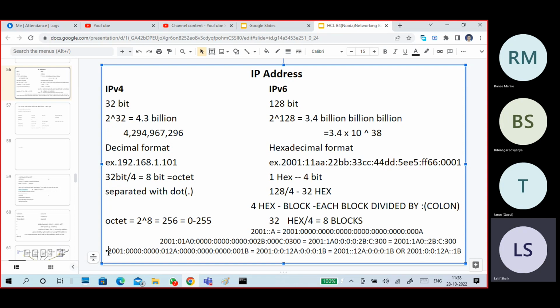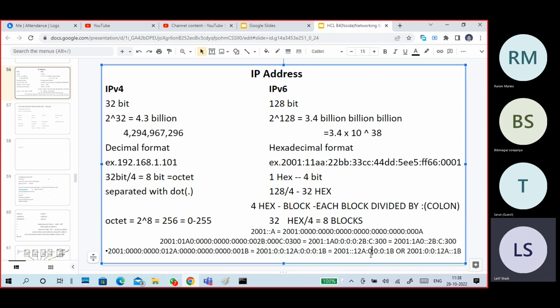Next one, this is another IP address. I have written it like this. Here also two continuous zeros are there. In this block there are only zeros. Next, these three blocks have continuous zeros. So like this, you can write. This is the correct one.